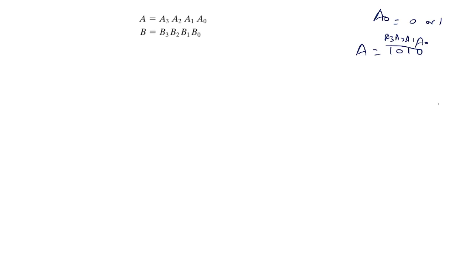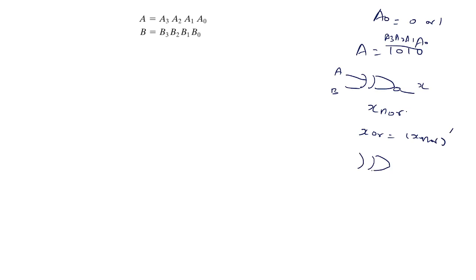How do you say your A0 and B0 are equal? There is a gate called XNOR, which is the complement of XOR. We know the XOR gate can be drawn like this, and XNOR will be the complement of this XOR.